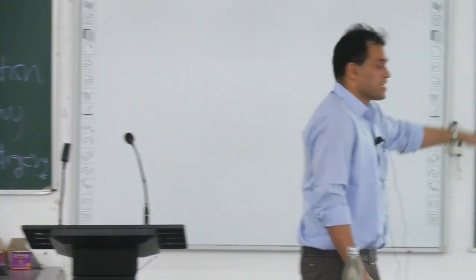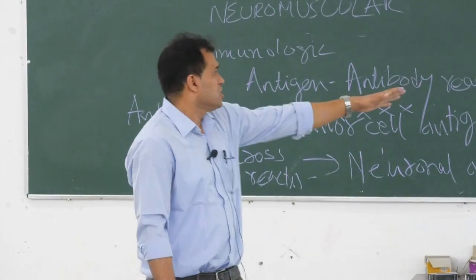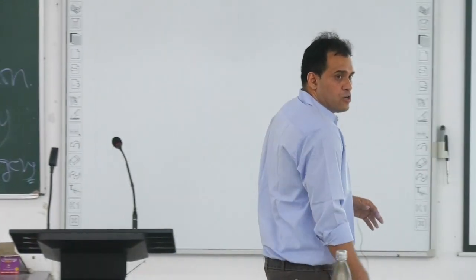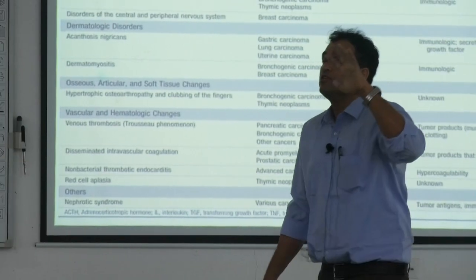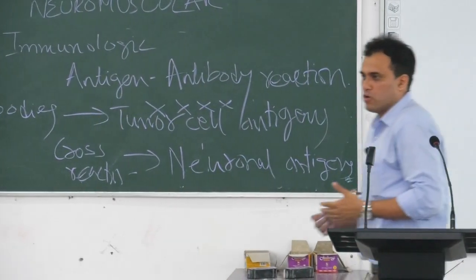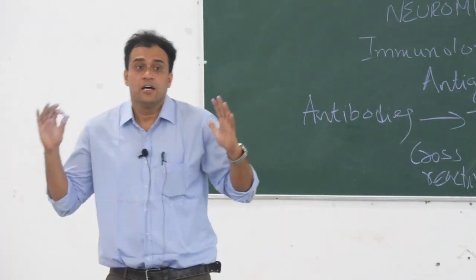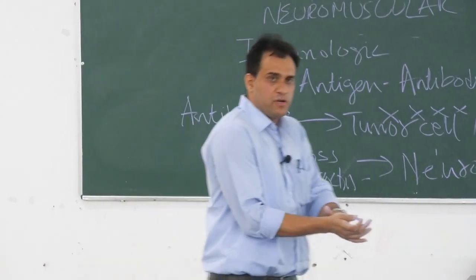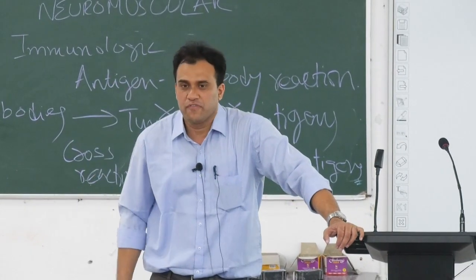Then osseous, articular and soft tissue changes, bones and joints. In bones and joints you get hypertrophic osteoarthropathy. What is the meaning of the word hypertrophic osteoarthropathy? It means formation of new bones, especially at the end of the long bones, tarsals, metacarpals, phalanges. Formation of new bones at the end of the long bones, metacarpals, metatarsals, phalanges. Then you get clubbing of the fingers.